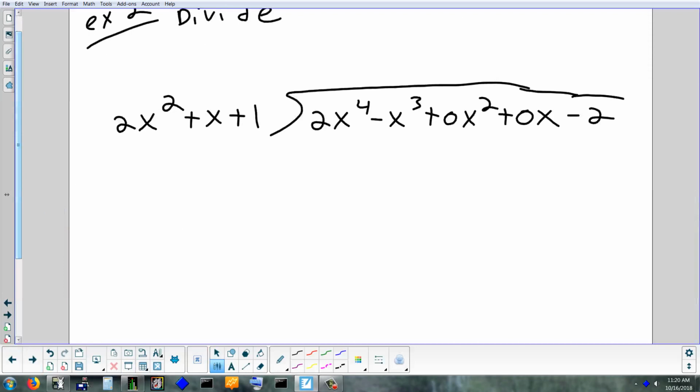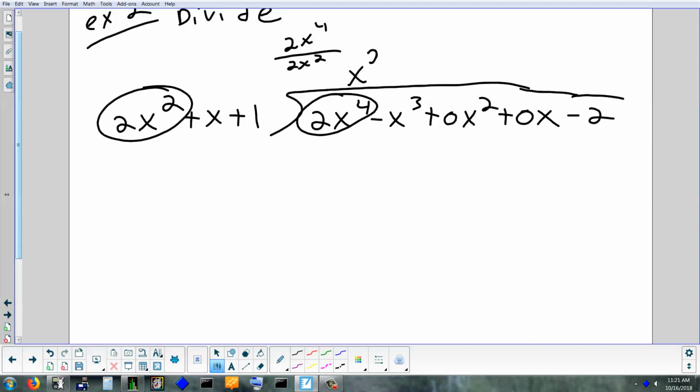So step 2. Doesn't matter if there's 3 terms on the outside, or 2 terms. Take the first term on the outside, divide it into the first term on the inside. That's what you're doing. 2x to the 4th divided by 2x squared. Okay, and what does that give me? X squared. I'll know if I did it right because when I multiply it back out, if the first term doesn't cancel, something's wrong.